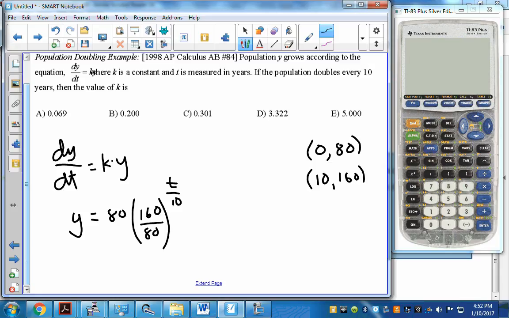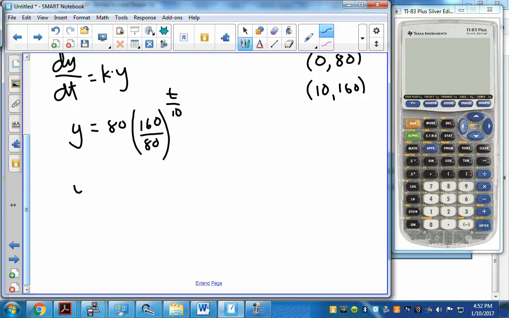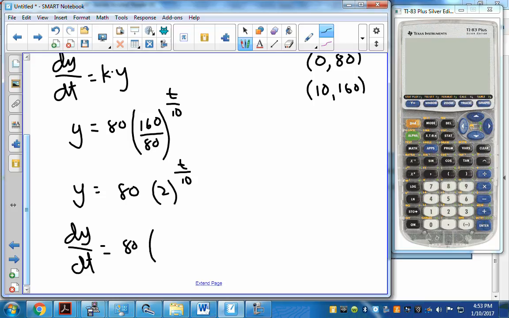Let's go ahead and clean this up just a little bit. Y is 80 times 2 to the T over 10 power. And let's go ahead and get dy dt. dy dt is going to be 80 times 2 to the T over 10 power, and then times 1/10 from the chain rule, and then natural log of 2 because the exponential does not have a base of e. Okay?